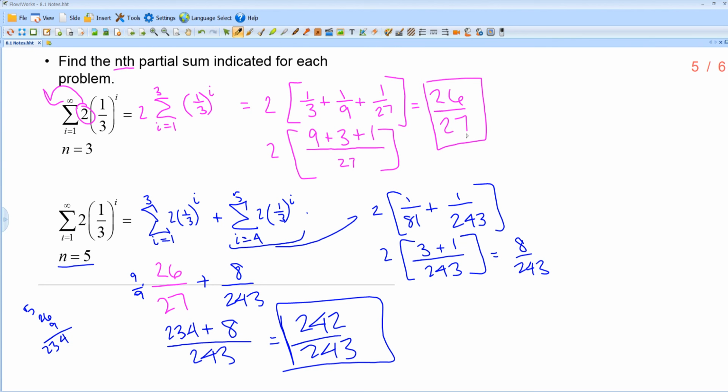Now something to realize, 26/27, that's close to 1. 242/243, if that's how you'd say it, is way closer to 1. I mean, they're still sort of arbitrarily small, but what's important to realize is this is getting closer to 1.